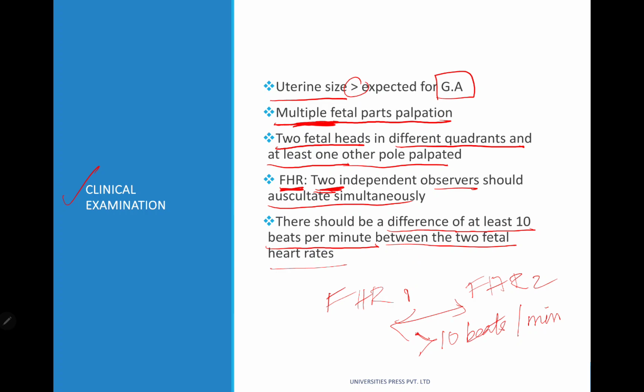So we finished history and we finished the clinical examination. First we will be seeing the uterine size, that is more than the expected gestational age, and multiple fetal parts can be palpated. There will be two separate fetal heads in different quadrants, and at least one of the other poles can be palpated. And in case of fetal heart rate, two independent observers should auscultate simultaneously, and the difference between the two fetal heart rates must be at least 10 beats per minute.